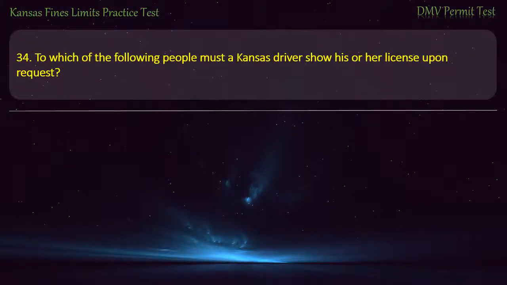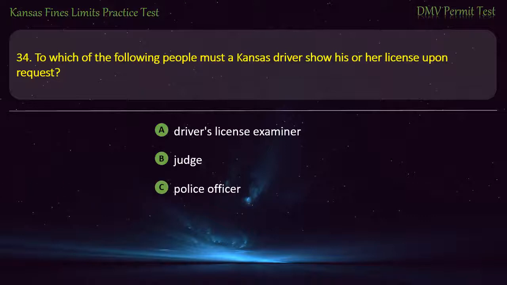Question 34. To which of the following people must a Kansas driver show his or her license upon request? Driver's license examiner. Judge. Police officer. All of these answers are correct. Answer. All of these answers are correct.